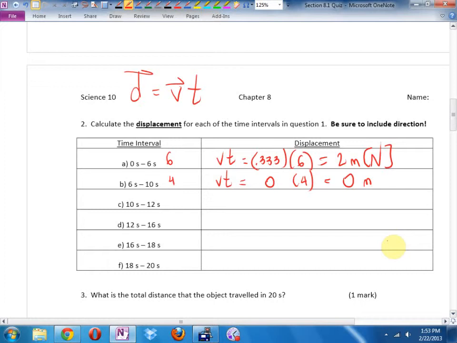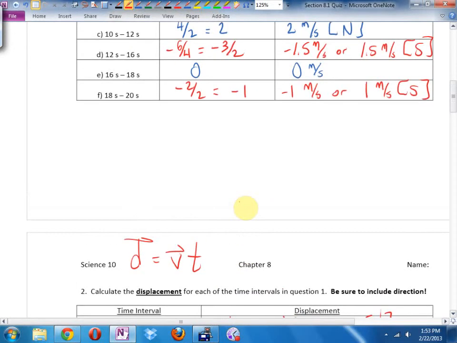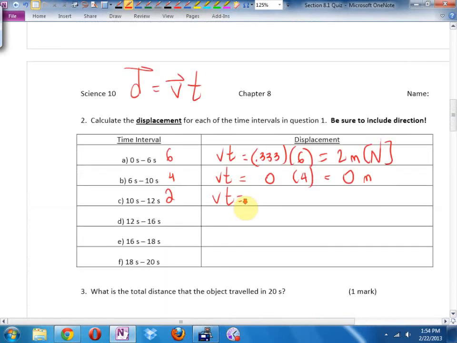Hey, what's my time interval in part C? 2 seconds. Displacement is velocity times time. What was the velocity for part C? 2. The time is 2. Ty, in your head, what's the answer here? Thank you. Direction.